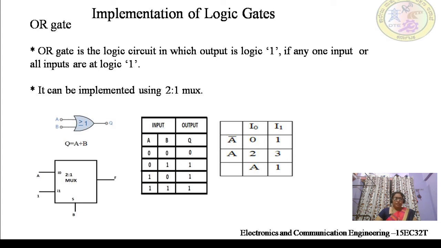Now if you give S equal to 0, that means B is equal to 0, then it will select A, that means I0. I0 is connected to A. If A becomes 0, output is 0. If A is 1, output is 1. And if B is equal to 1, then I1 is selected, and naturally the output will be equal to 1. So this is verified in the truth table.